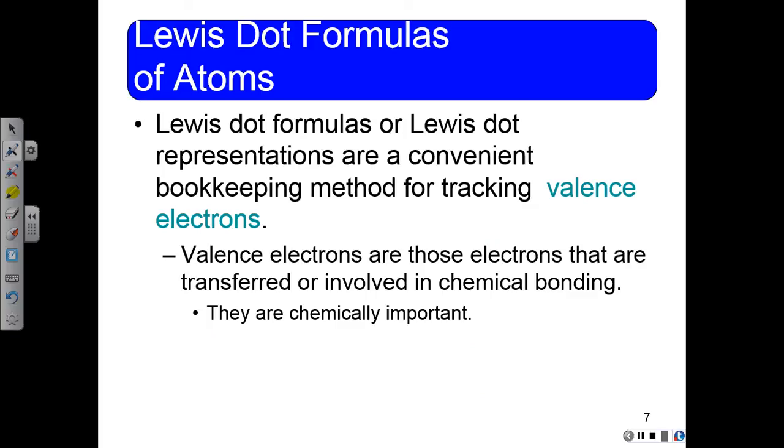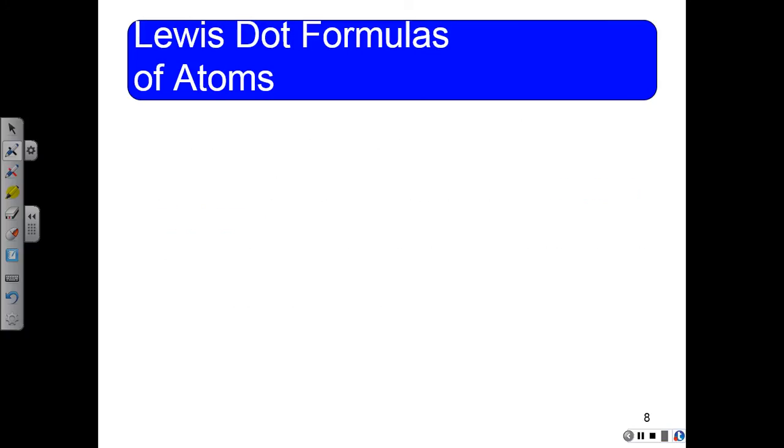Before we start really showing bonding and how this works, and we're going to look at ionic first, where we transfer electrons, we want to be able to represent our valence electrons, and we do this in Lewis dot formulas. All it is is bookkeeping of your valence electrons, so it's pretty easy to do. We show valence electrons once again because these are the electrons that are involved in bonding. They are chemically important.